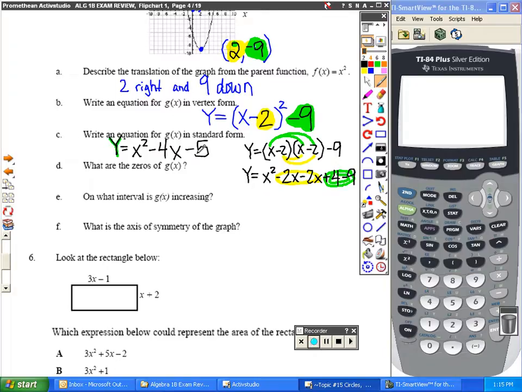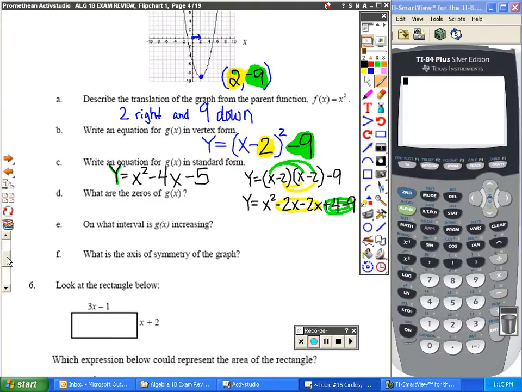Next one, I need to find the zeros of the graph. So looking back at the picture above, you just need to tell me where this touches. Looks to me like it touches at x equals -1 and 1, 2, 3, 4, 5, and x equals 5.